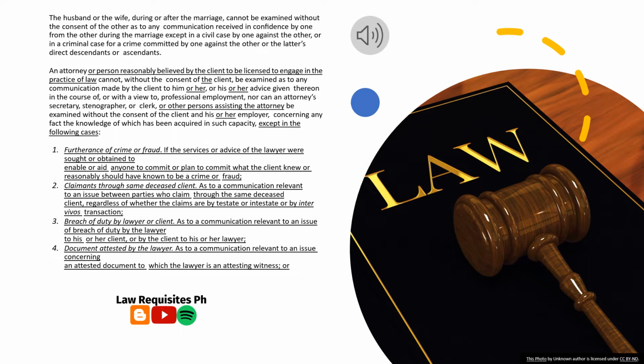If the services or advice of the lawyer were sought or obtained to enable or aid anyone to commit or plan to commit what the client knew or reasonably should have known to be a crime or fraud. Claimants through same deceased client. As to a communication relevant to an issue between parties who claim through the same deceased client, regardless of whether the claims are by testate or intestate or by inter vivos transaction. Breach of duty by lawyer or client. As to a communication relevant to an issue of breach of duty by the lawyer to his or her client, or by the client to his or her lawyer.